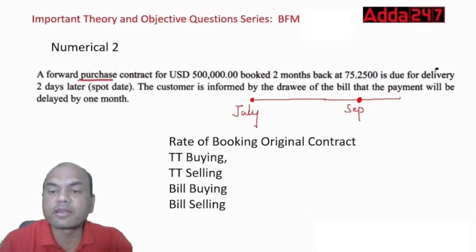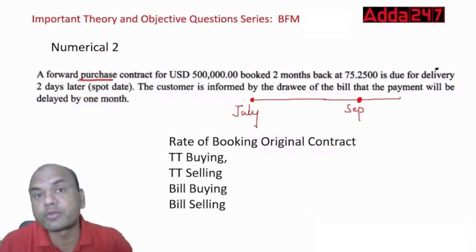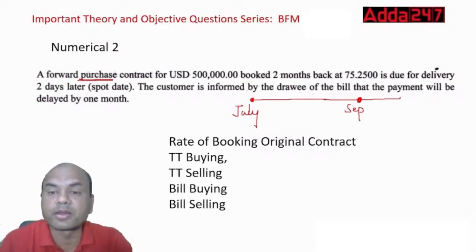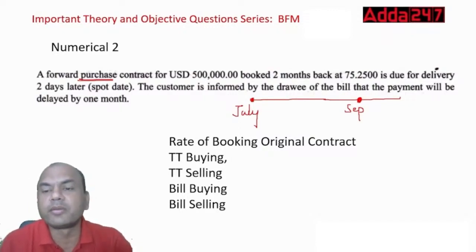So this buyer has told... buyer means what? The buyer of your customer. That buyer was going to pay the customer in September. But this buyer has said that no, I won't be able to pay you now. I'll be able to pay you after 1 month. So I'll be able to pay you in October.